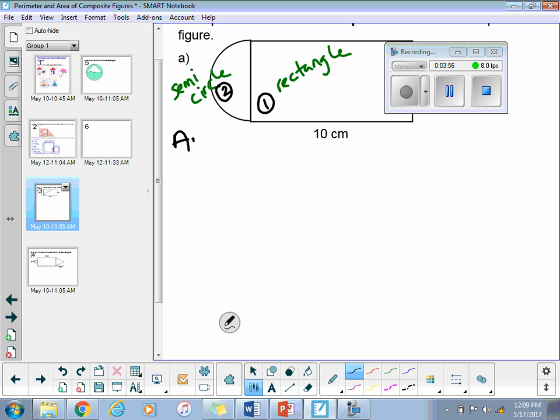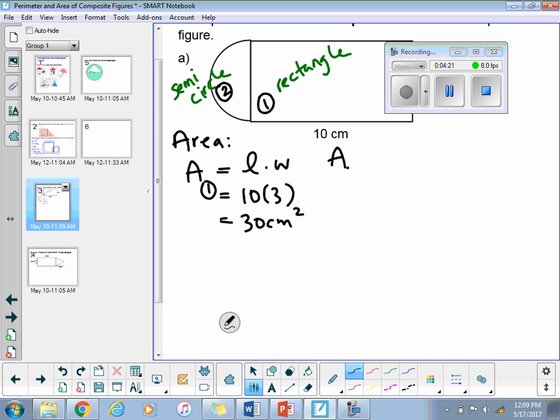Okay, let's work with the area first. So if we're considering the area of the first figure from above, if you look on your pink sheet, you'll notice that it's equal to length times width. So that would simply be 10 times 3, which gives us 30 centimeters, and we know that that's going to be squared. And the area of the second shape, if you look on your pink sheet, the formula is pi r squared, where r is the radius.